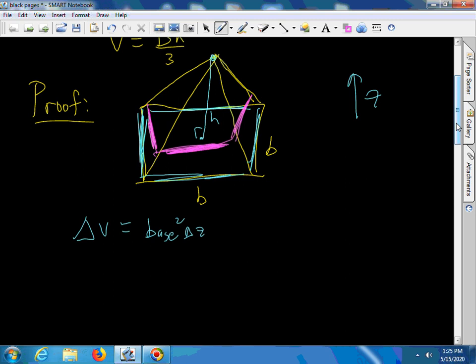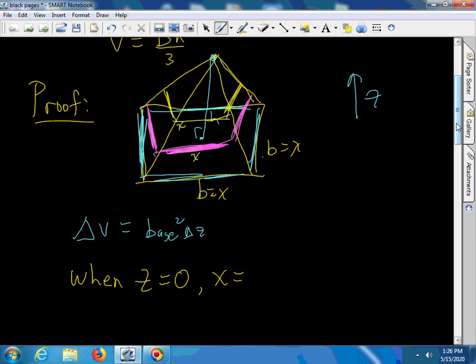Well, what we know is this. When z is 0, so I'm just going to call this x. We know that the base x, because it's changing, at the bottom, it's b. So let me continue calling it b, but it's also an x value. And up here, it's also an x value. It's a little bit less. Up here, it's another x value.